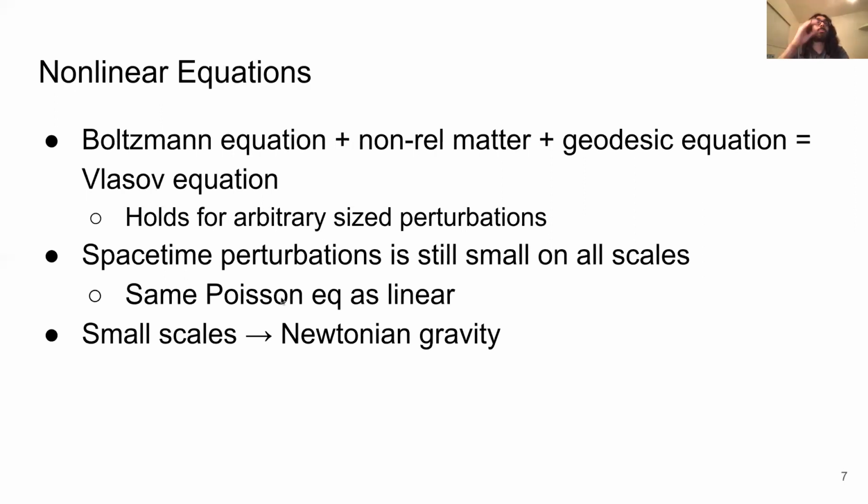So we start off by taking the Boltzmann equation. We put some non-relativistic matter in it, and also the geodesic equation, and that gives us the Vlasov equation. And this equation holds for arbitrary size perturbations. So we're not making any assumptions that we have small perturbations. The good news is that the space-time perturbations psi are actually still small on all scales. And so we can continue using the linear Poisson equation for that. So it's only the density perturbations where the linear approximation starts to break down. And since we're working on small scales, we can use Newtonian gravity.